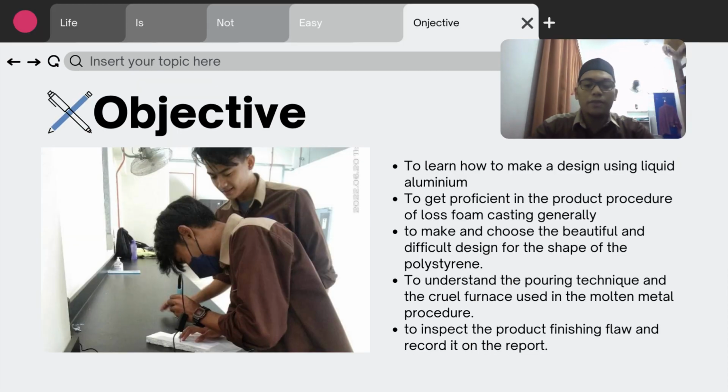Now, let's go to the objective of lost foam casting. There are five objectives. The first one is to learn how to make a design using liquid aluminum. Second, to get proficient in the production procedure of lost foam casting generally. Third, to make and choose a beautiful and difficult design for the shape of the polystyrene. Fourth, to understand the pouring technique and the crucible furnace used in the molten metal procedure. Fifth and last is to inspect the product finishing flow and record it in the report. That's all for the objective.